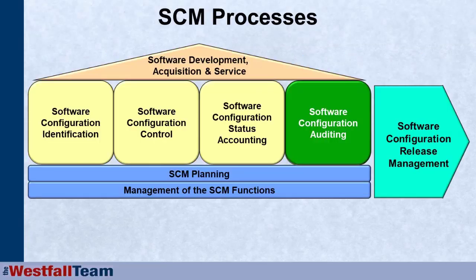So the configuration management process starts by managing the configuration management function, and then each project or program is going to have a configuration management plan that is going to take the organizational level CM strategy, CM processes, and plan how you're going to implement them for that particular project or program.